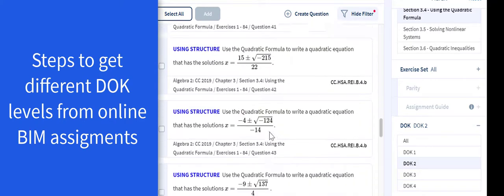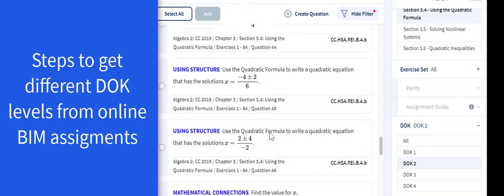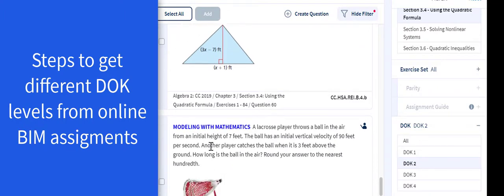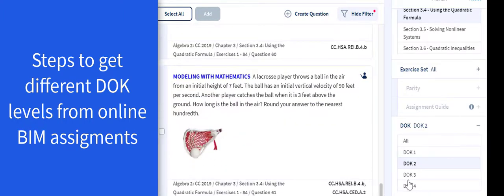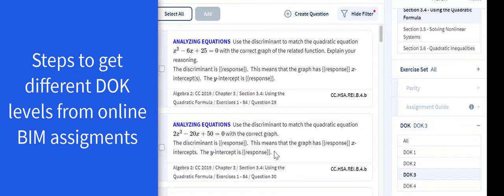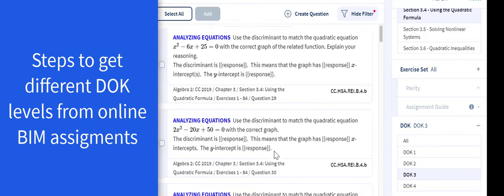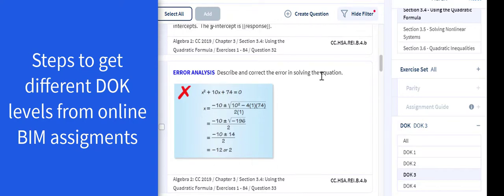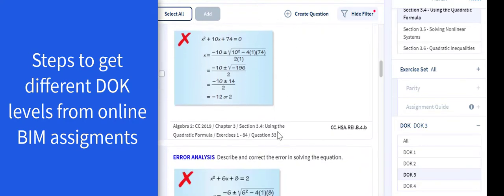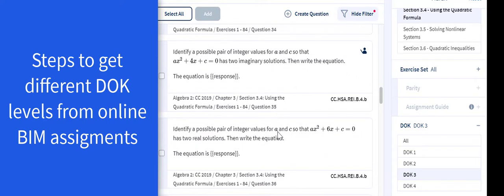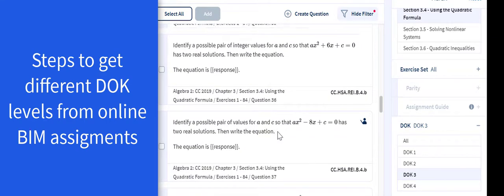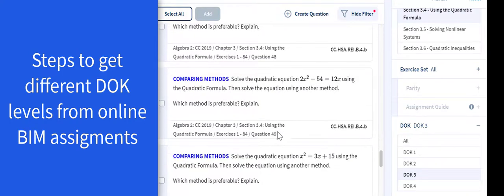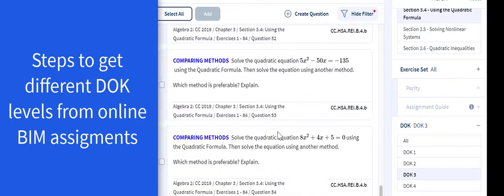So talking about structure more than just mimicking the procedure, like really what does it mean? Some connections to geometry, a little modeling. And then your depth of knowledge 3, in your Big Ideas book, you have your analyzing equations. You have those error analysis questions that you can find in both the online and the hard copy. And some of those identify if it's possible. So some of those extended thinking, comparing methods. So those would be depth of knowledge 3 questions.